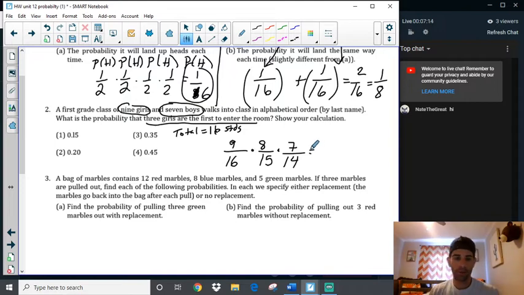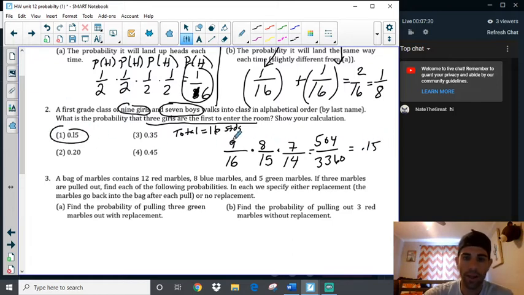Now you're going to go ahead, you're going to multiply the 9 times 8 times 7, and that's 504. And then you're going to go ahead and divide, that's 30,360, or 0.15. Okay. Take your time. Don't try to throw this whole thing in your calculator. Easier, multiply all your tops, multiply all of your bottoms, and then divide for your answer.